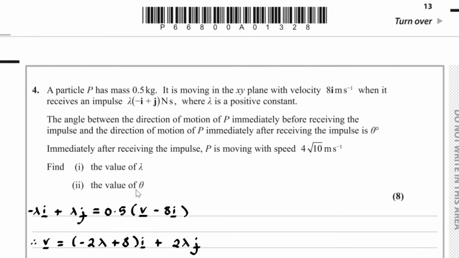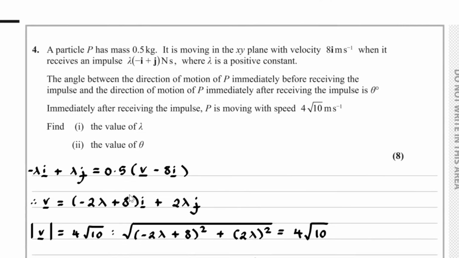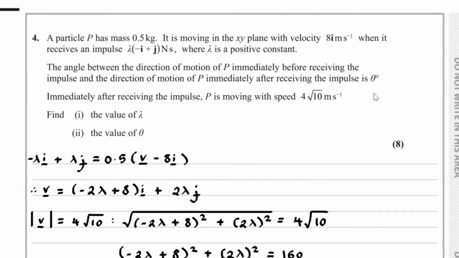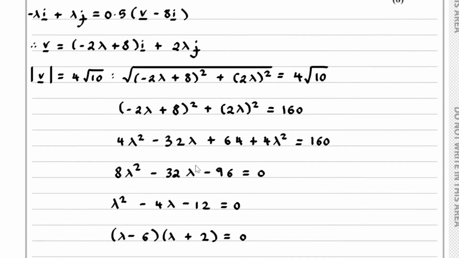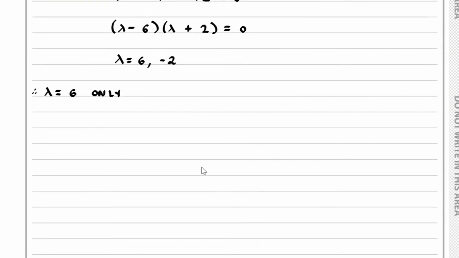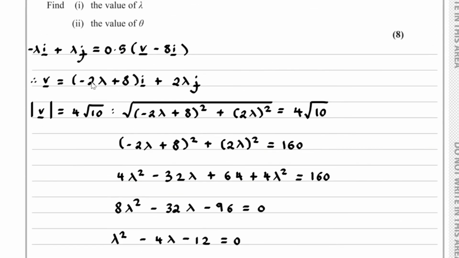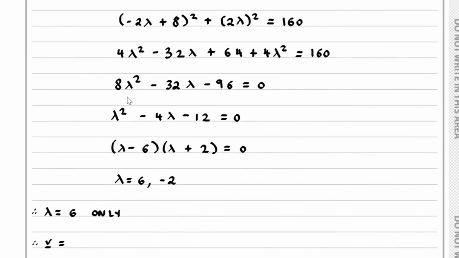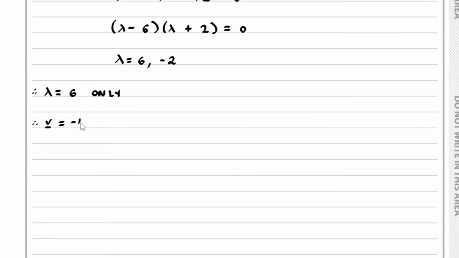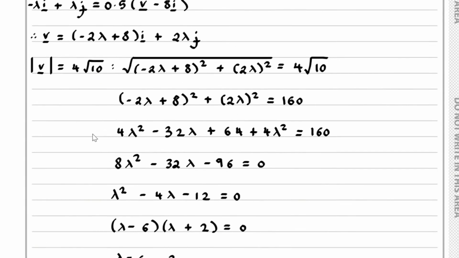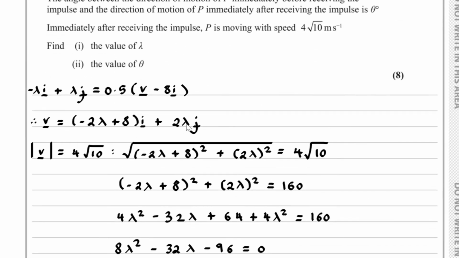Now we have to find the value of theta. So the value of theta is the angle in between the initial velocity and the final velocity. Before we do anything else, knowing that lambda is equal to 6, we can therefore state what v is. We've got minus 2 times by 6 plus 8, so that's minus 4 in the i direction, and in the j direction, 2 times by 6, that's 12.